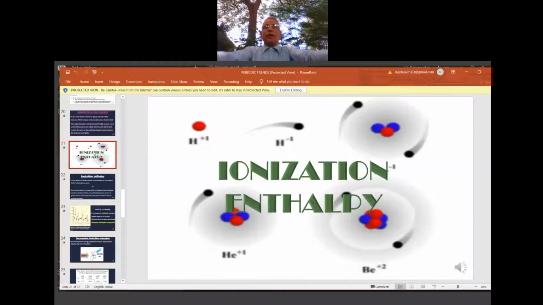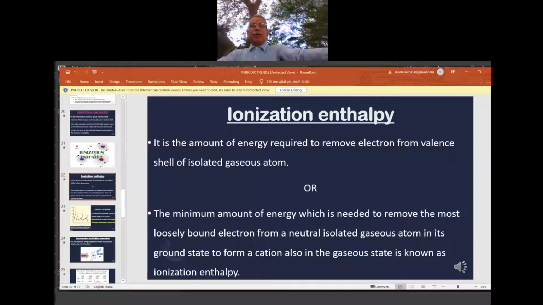Okay, so the energy required to remove an electron from an atom to convert it into a cation or a positive ion is known as what? Ionization enthalpy. This is the IUPAC definition, International Union of Pure and Applied Chemistry. It is the organization whose rules you have to follow in chemistry worldwide. Okay, so it is the amount of energy required to remove an electron from the valence shell of an isolated gaseous atom.